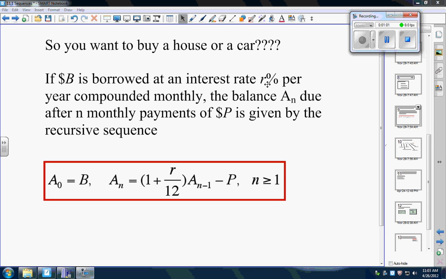You got to borrow it at an interest rate, and it's compounded per year monthly. Okay, so you have an annual interest rate, but it's compounded monthly. The balance A sub n due after n monthly payments of P dollars is given by this recursive sequence. So here's what happens, and the next slide will explain what all of these things mean down here.